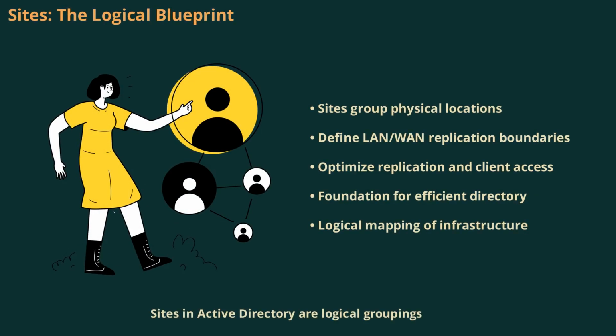Sites in Active Directory are logical groupings of physical locations connected by high-speed networks. They define the boundaries where replication behavior shifts from the LAN model to the WAN model. Proper site design is foundational not just for replication, but for client service location and network efficiency. By mapping your physical infrastructure into logical sites, you enable AD to optimize both replication and client access, ensuring users always connect to the nearest resources.